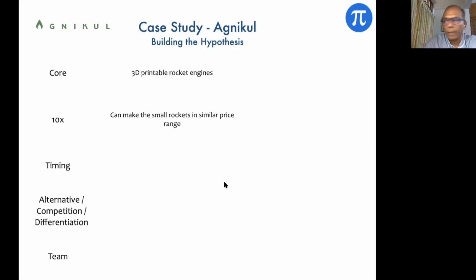Any comments, Manish, on timing of the market? Yeah. One quick question about the pricing. That $5,000 per kg is based on the assumption of a full payload, right? 40,000, not 5,000. 40,000. Yeah, $40,000 per kg if you want to send something to space.